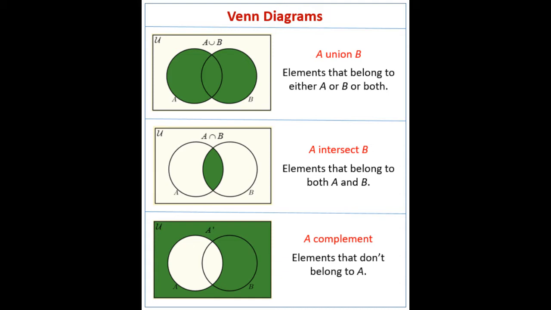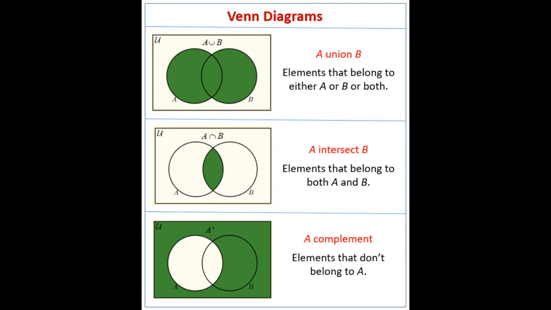Union of two sets A and B is nothing but the set of elements that belong either to A or to B or to both. So the Venn diagram of the union of two sets A and B will be the shaded portion which you can see in the picture, shaded by green color.